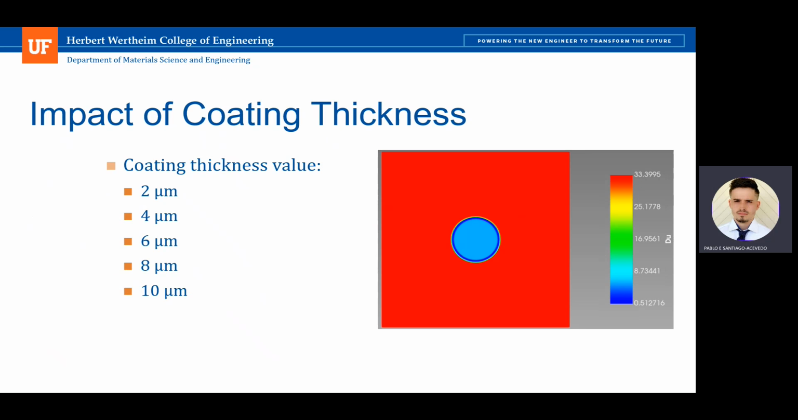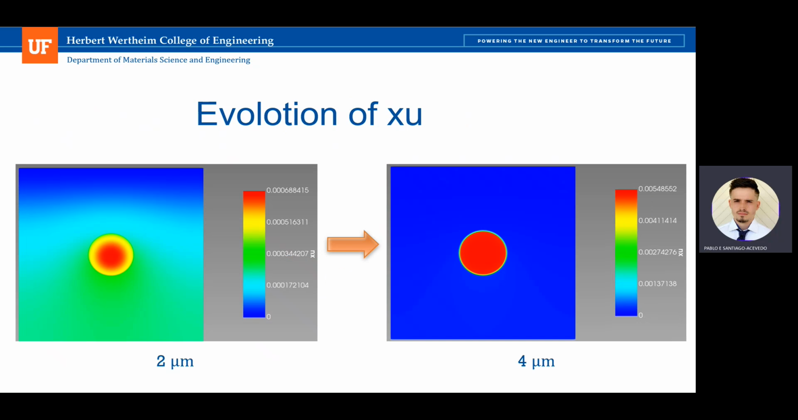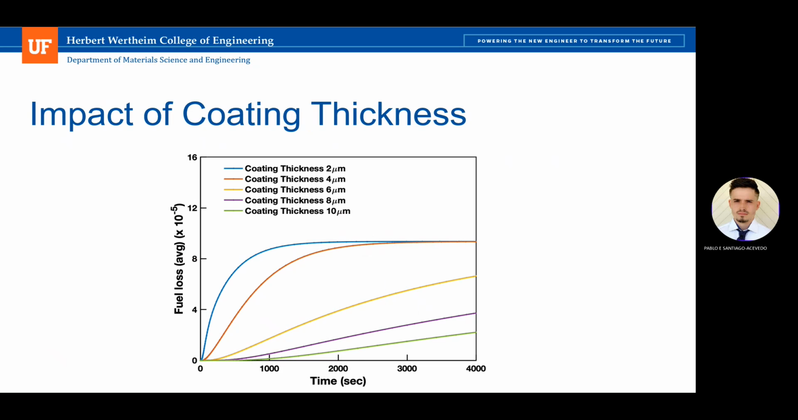The simulations were realized by changing the value of the coating thickness. As you can see, from 2 micrometers to 4 micrometers, the concentration of X_U outside the fuel particle and coating reduced to 0, but within the fuel particle it increased, meaning that a higher thickness will keep more concentration of free uranium within the fuel. In this graph, you can see that as the coating thickness increases, the fuel loss takes more time to reach steady state.